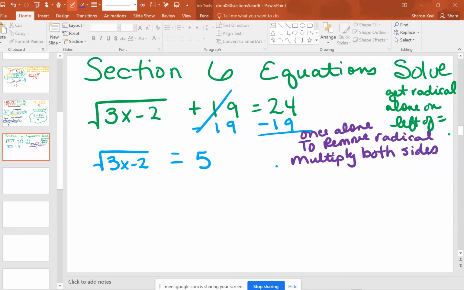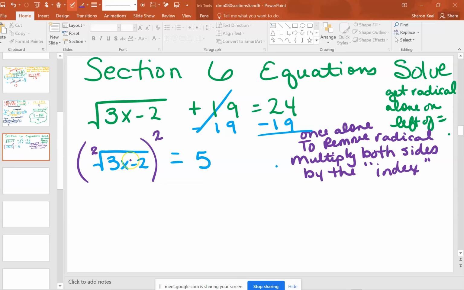If it was a cubed root, we'd raise it to the third. If that had been a seventh root, we would raise both sides to the seventh. This one, our index is the understood 2. So if I raise it to the second power, that cancels out and the radical will go away because there's 2 of these, so that whole thing comes out.